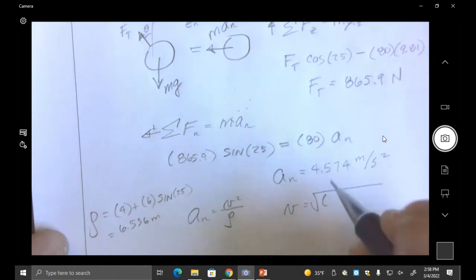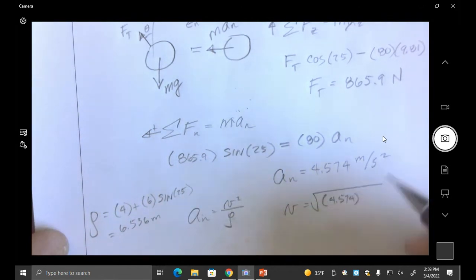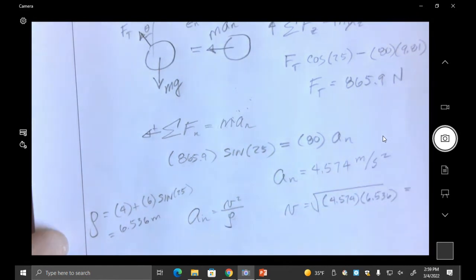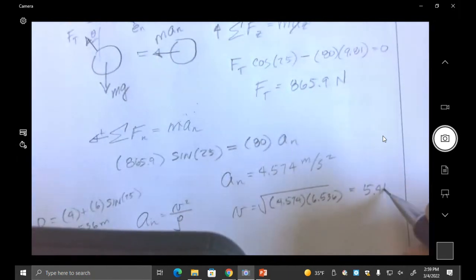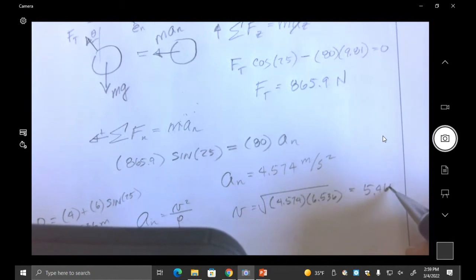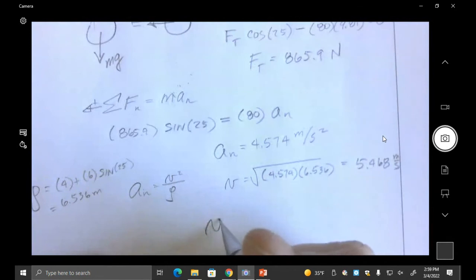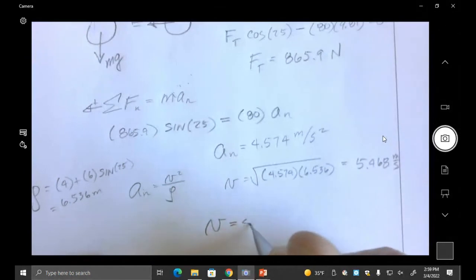So the velocity here is the square root of 4.574 times 6.536. I should get 5.468 meters per second. And it says, determine the constant speed, so we do not need to make it a vector.